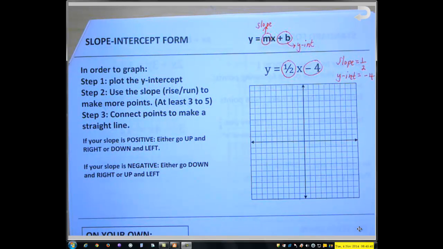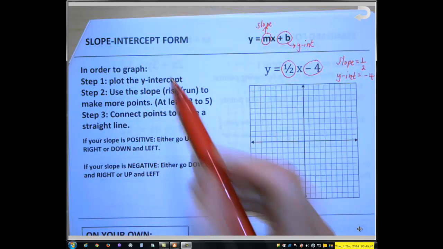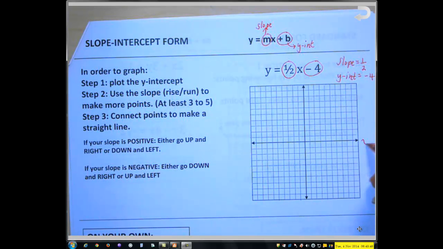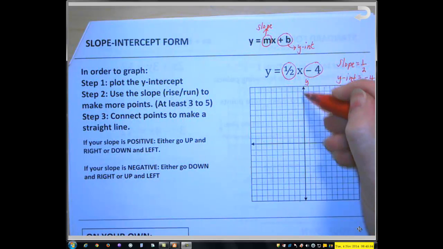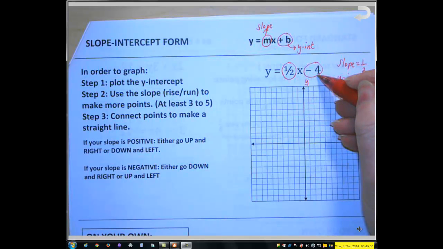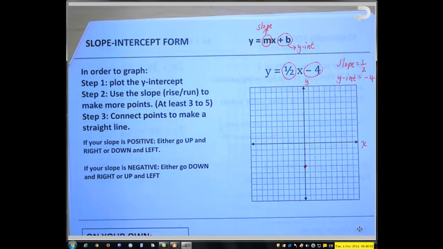So these are the steps we need to use to graph it. The first thing we're going to do is plot the y-intercept. Remember that a y-intercept is a point on the y-axis. So we're going to go on our y-axis and we're going to go to -4 on the y-axis. So here's -4 on the y-axis.